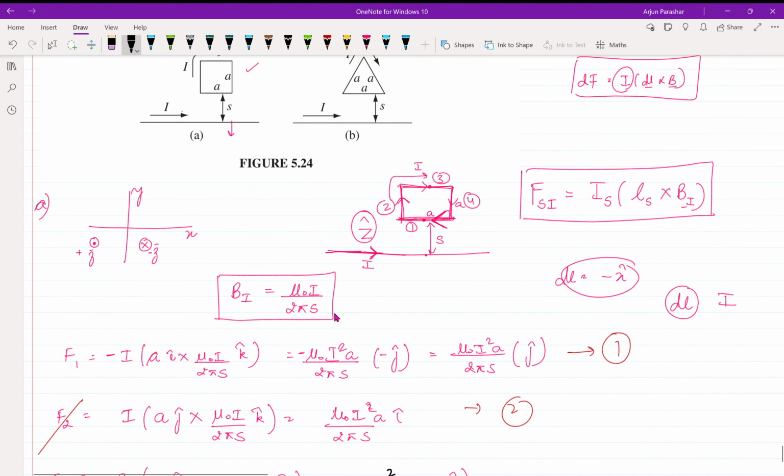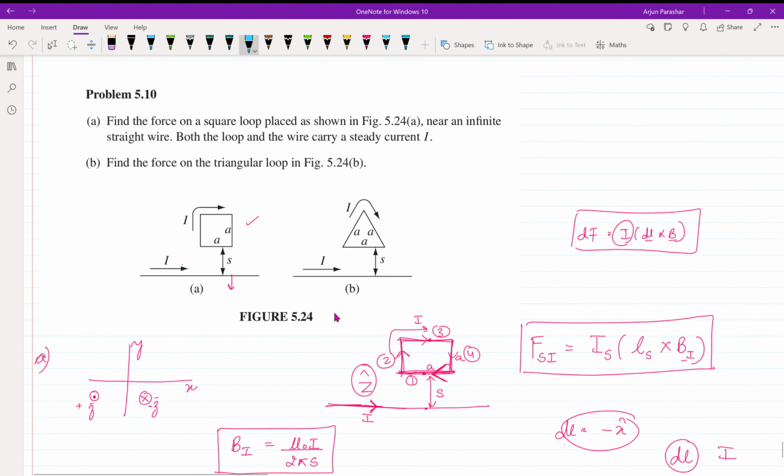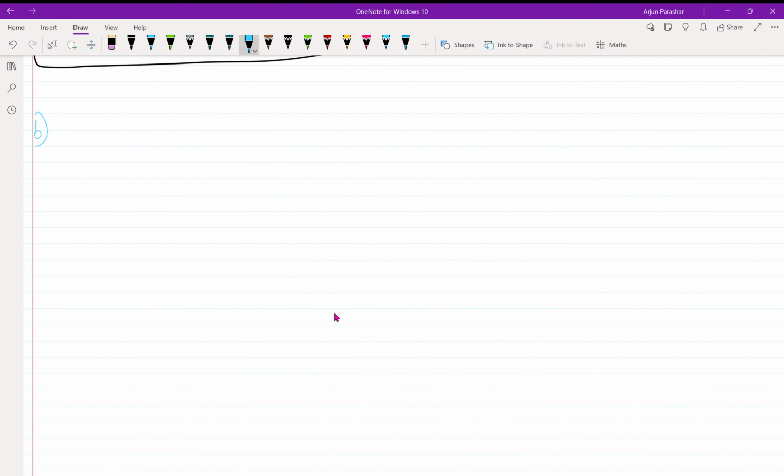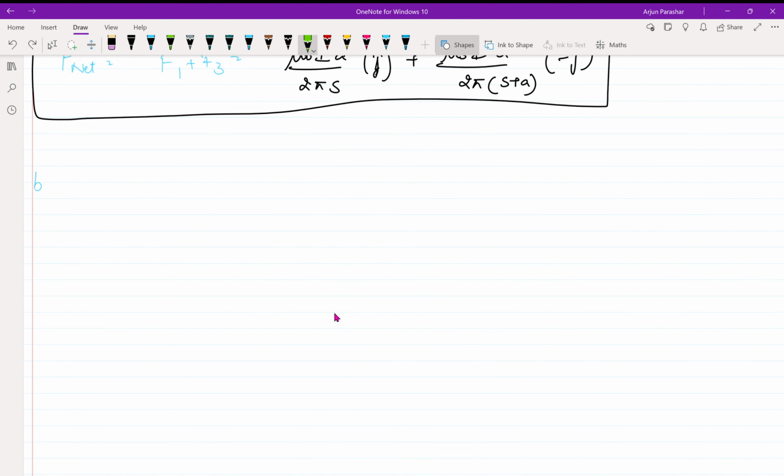Now let's go to part number B, which is a triangular figure. This part is interesting. Let me draw the triangular figure again. Yeah, so that figure is somewhat like this. Sorry, this is an equilateral triangle, pardon me. I think I should draw it like this. Yeah, that's better.